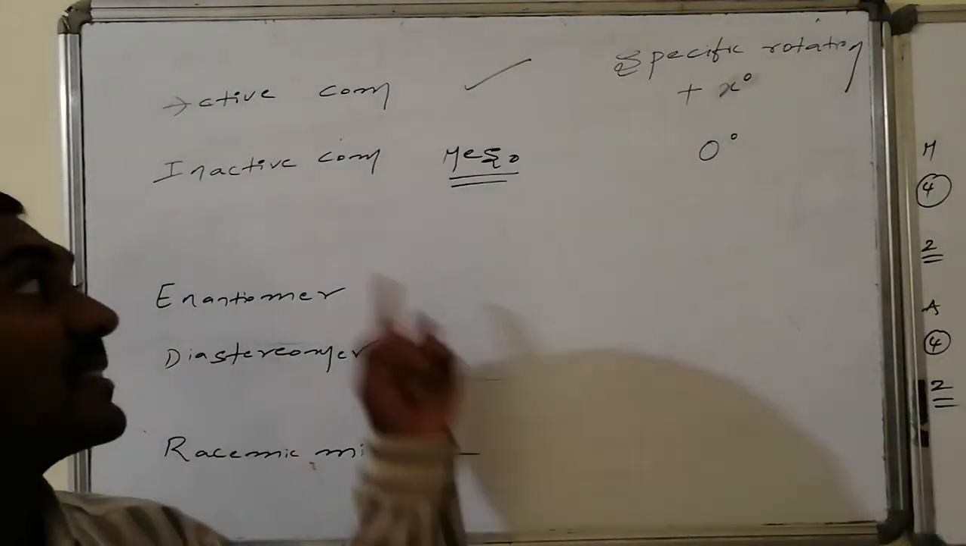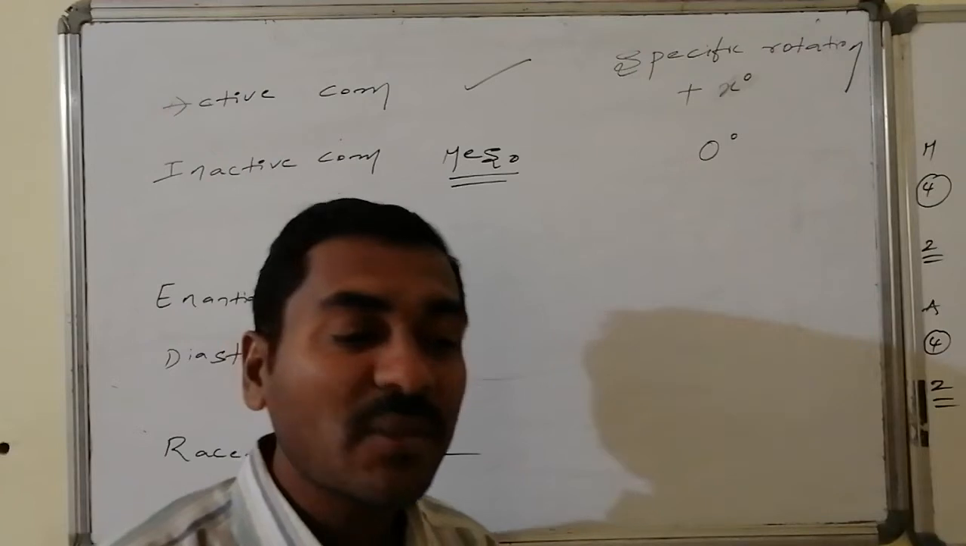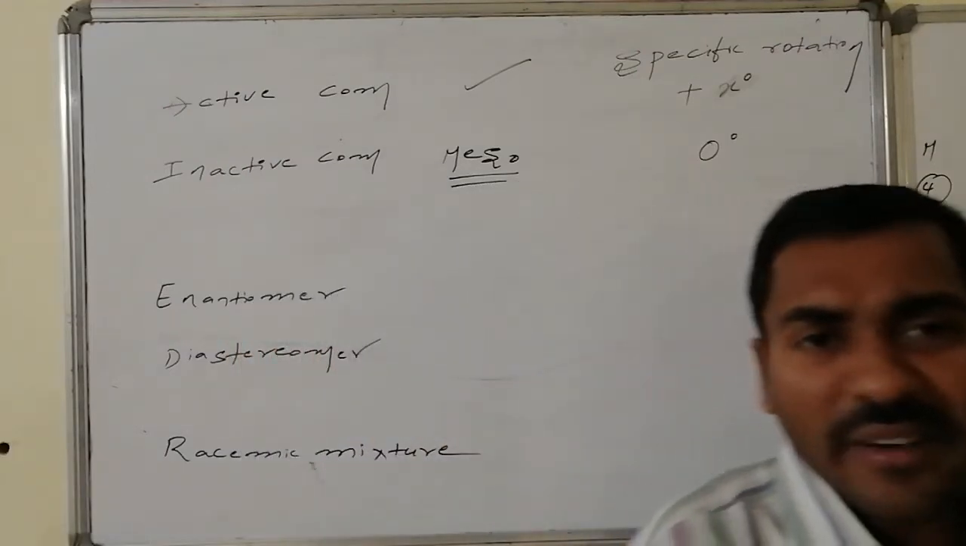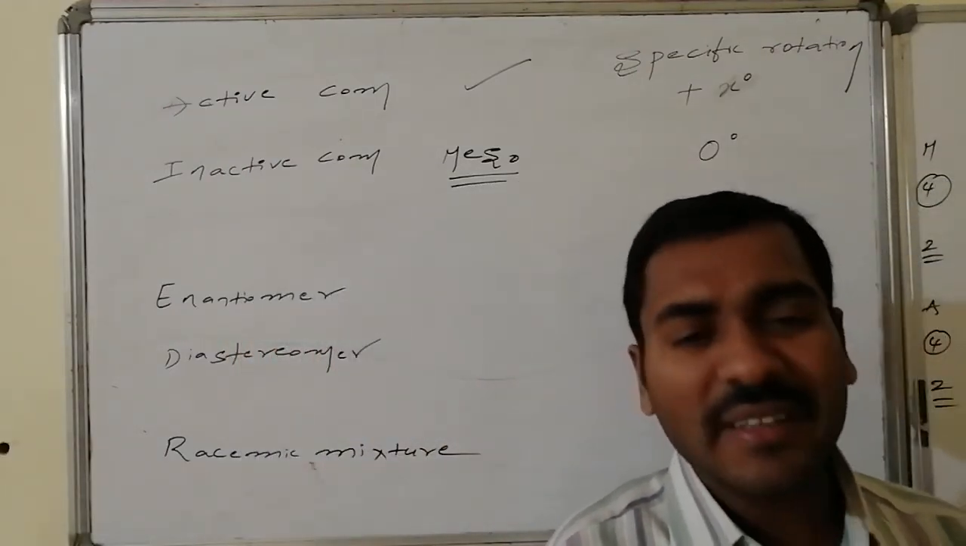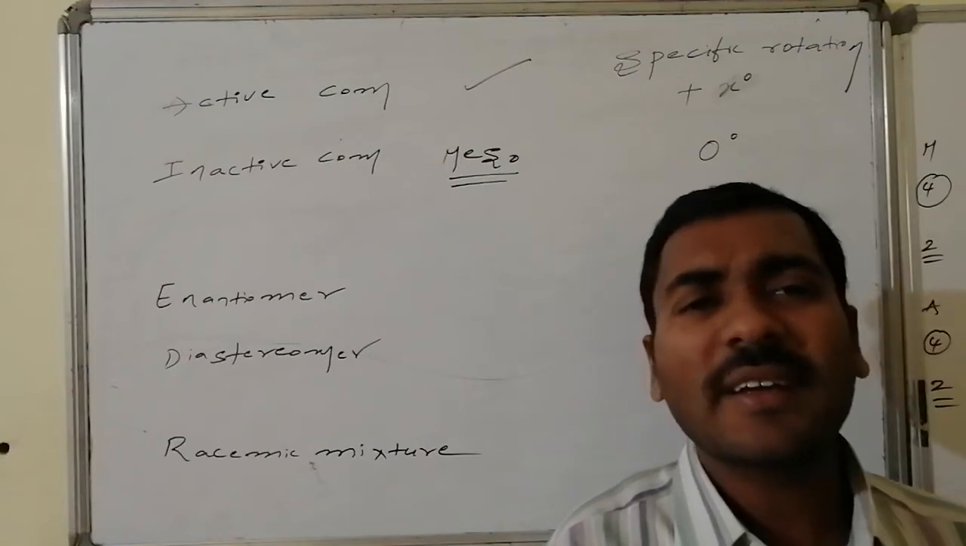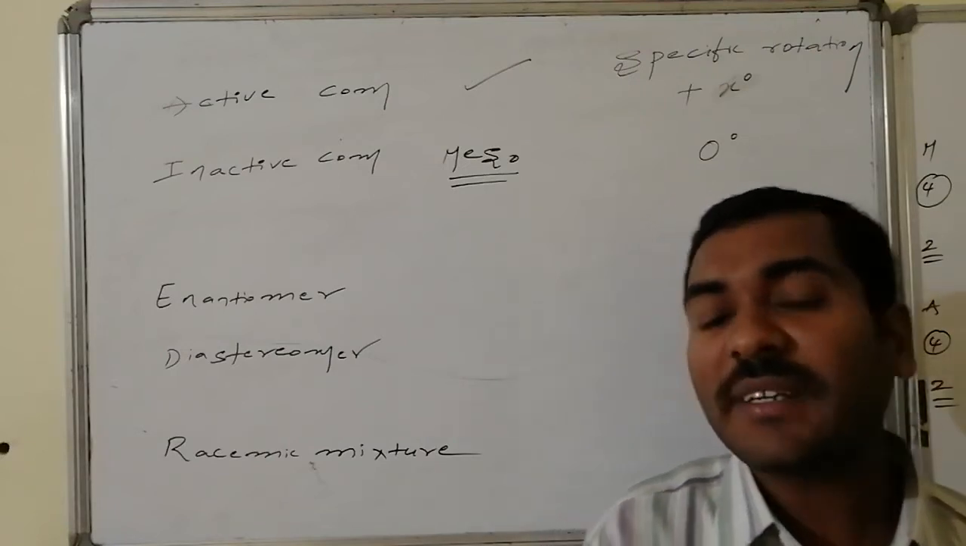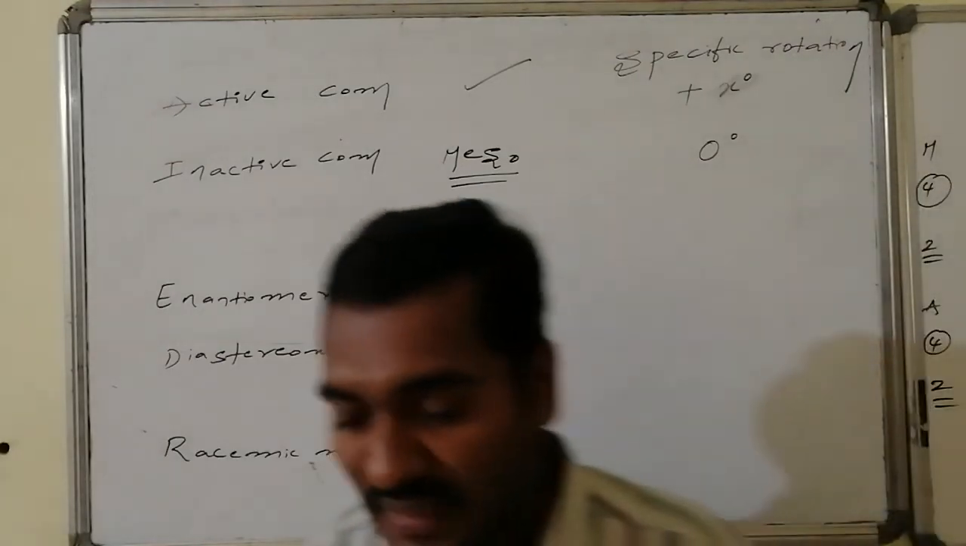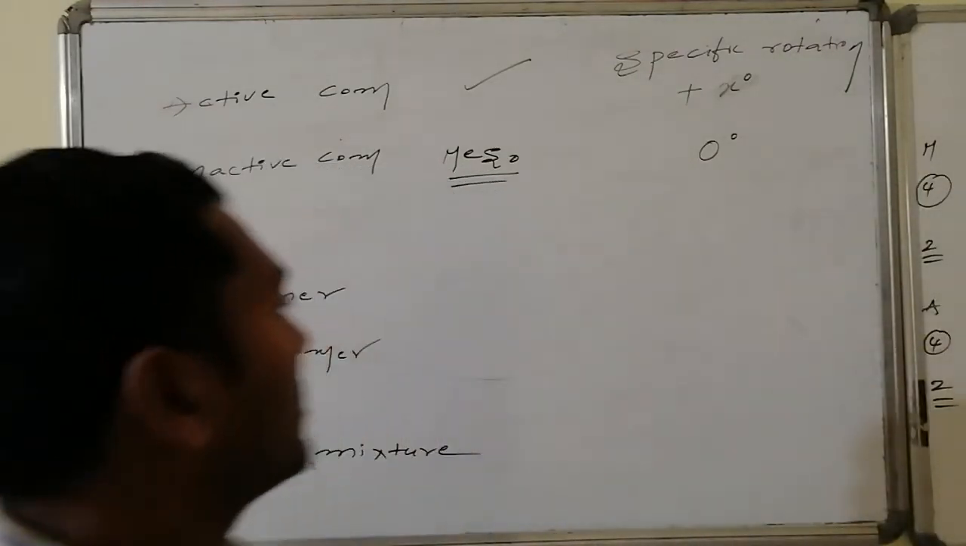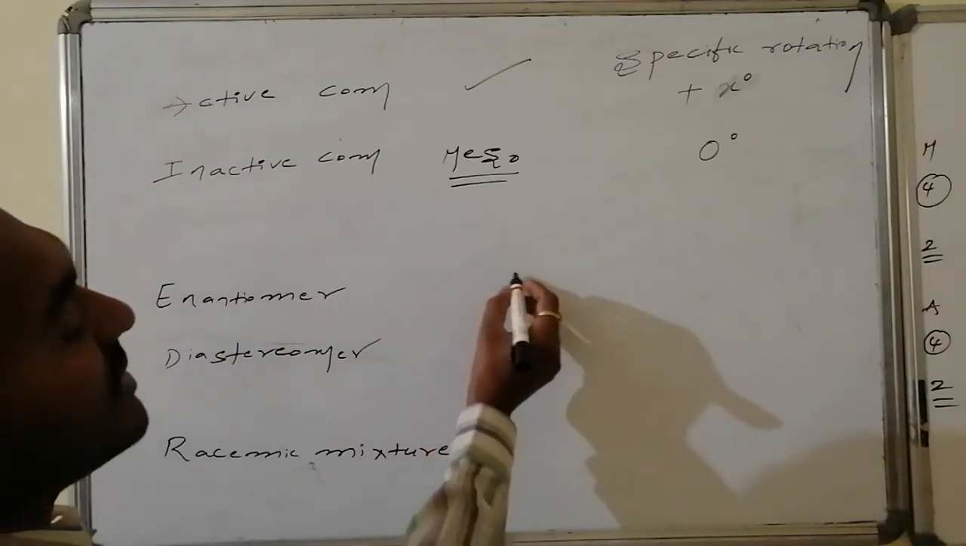If it has chiral centers, then that is known as what? Generally a meso compound. Inactive is a general word. In general inactive, there is no chiral carbon, it is just inactive. Having a chiral carbon followed by being inactive is said to be what? Meso compound. Yes.